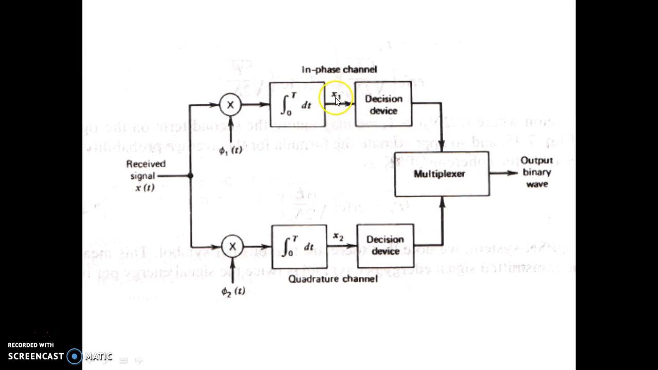So if x1 is greater than 0, we decide in favor of symbol 1. If x1 is less than 0, we decide in favor of symbol 0. Similarly for x2. Then these two data streams are multiplexed, and finally you get the output binary wave.